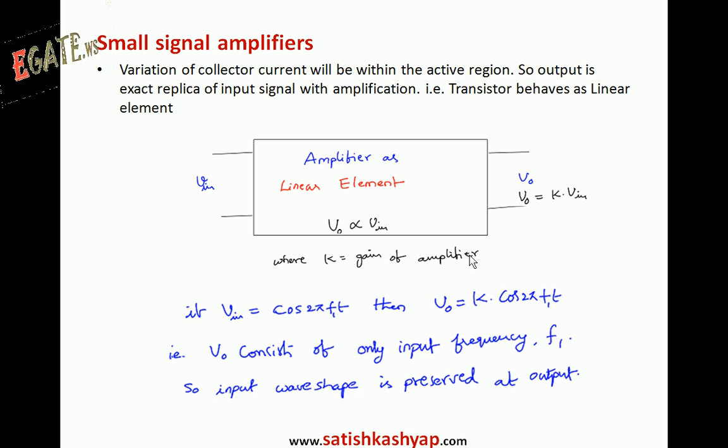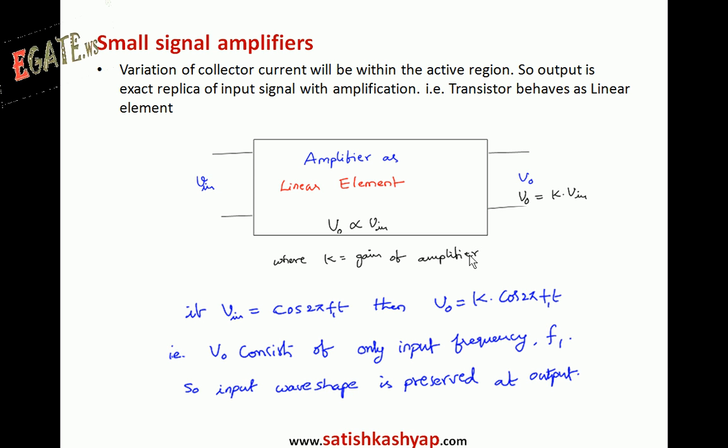Observe the frequency components present in input and output. In the input there is a frequency component f1, and in the output you get the same frequency component f1. So there is no change in the frequency component, only the magnitude increases by K times. That implies the wave shape is preserved at the output side. Whatever you apply at the input side, the same wave shape is preserved and appears in amplified version.